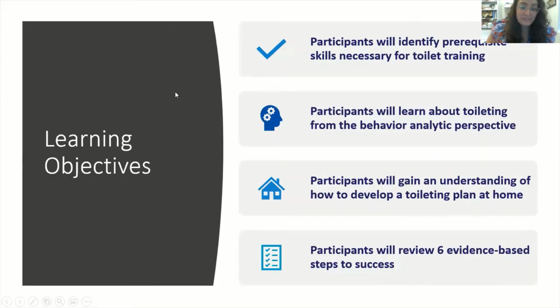So our learning objectives. Participants will identify prerequisite skills necessary for toilet training, because there are some prerequisites that we keep in mind. Participants will learn about toilet training from the behavior analytic perspective. I'm a behavior analyst, so I'm going to be presenting research from the behavior analytic community. That doesn't mean that I'm not open and willing to read from other communities, but this is where my training and specialty comes from. Participants will gain an understanding of how to develop a toileting plan at home. And lastly, we're going to review 6 evidence-based steps to success.